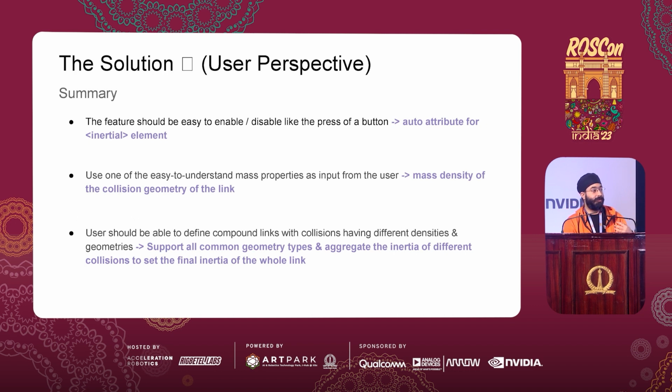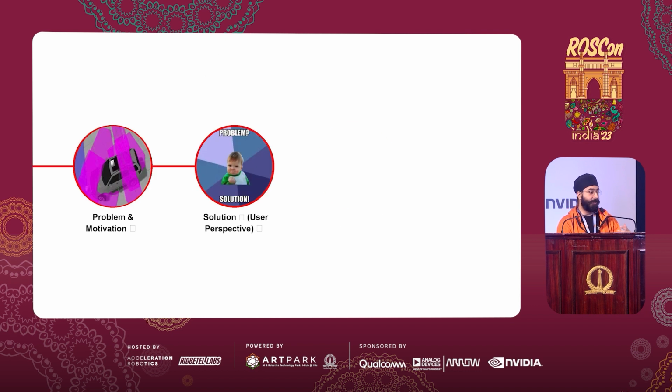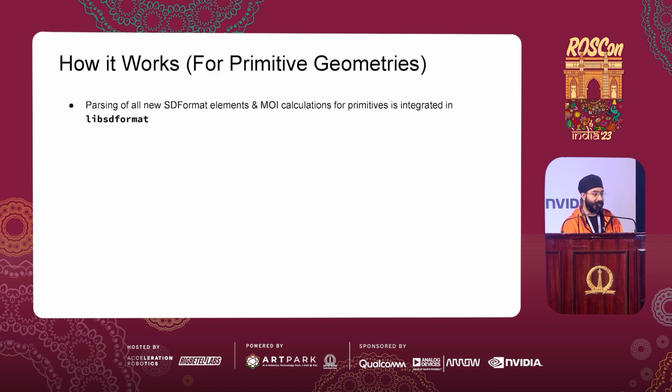Now that we have in mind what we want as the final result, we can move on to the development phase. Here I'll be going through what is happening behind the curtains. So for the primitive geometries, the parsing of all the newly added elements and attributes and all the moment of inertia calculations are integrated inside libSDFormat, which is the parser for SDFormat. We did this because this would allow different simulation platforms, not only Gazebo, but many other platforms that also use SDFormat, to utilize this feature.